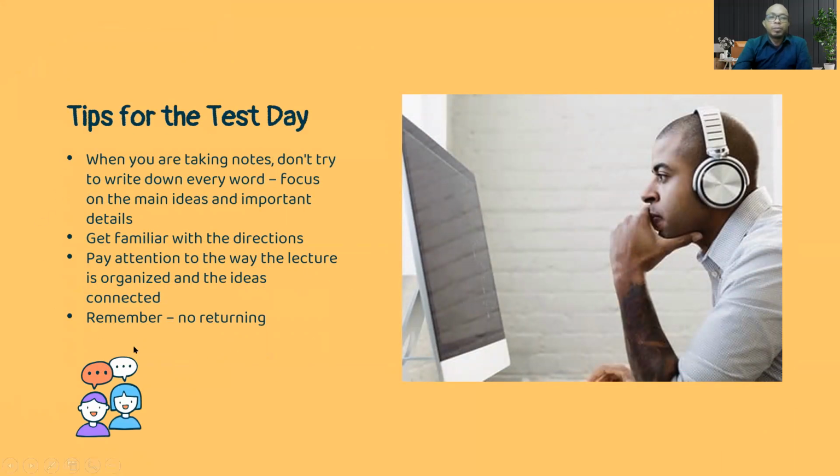Now, for the test day, you need to practice these strategies and tips. Okay. So when you are taking notes, don't write down every word. It's not about how much you can write, but about the important ideas or details. Okay. And then be familiar with the directions. Make sure you know them before you see them in the real test. Pay attention to the way the lecture is organized and the ideas are connected.